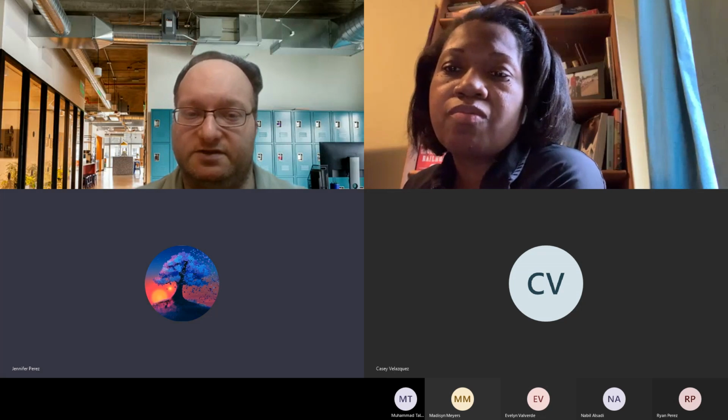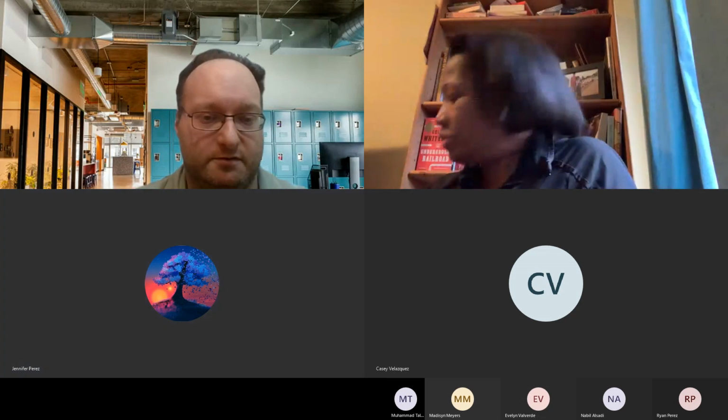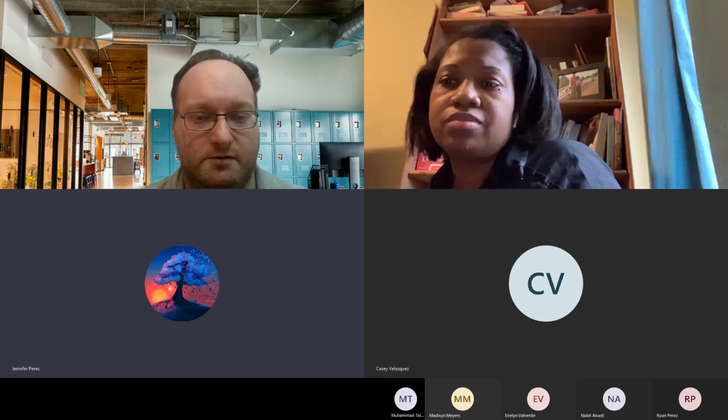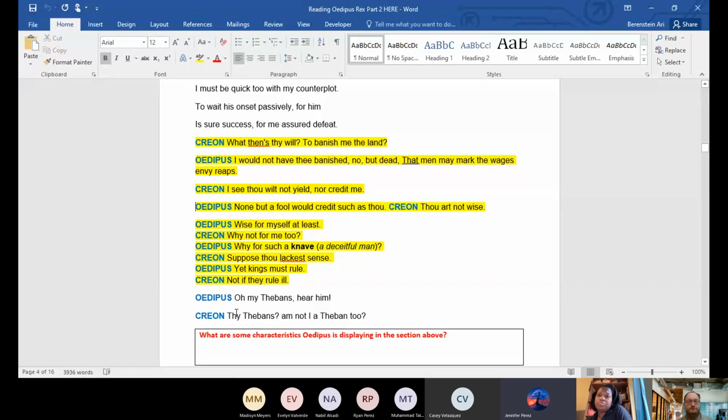Selfishness. How is he selfish in this section, Jennifer? Well, he wants to keep his status as a king, but Creon says that a king doesn't rule badly. Good. I'm glad that you can see, and I hope everybody else can see, that Creon is actually pointing out a lack of leadership, lack of accountability here, right? A lack of sense, even, right?